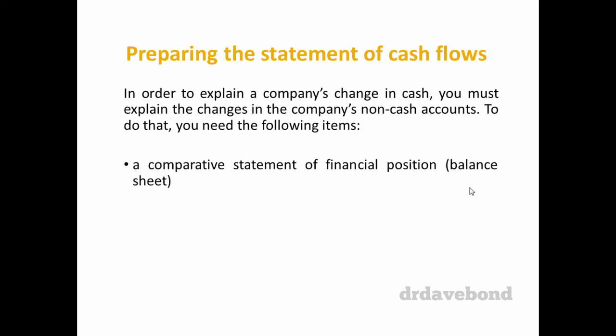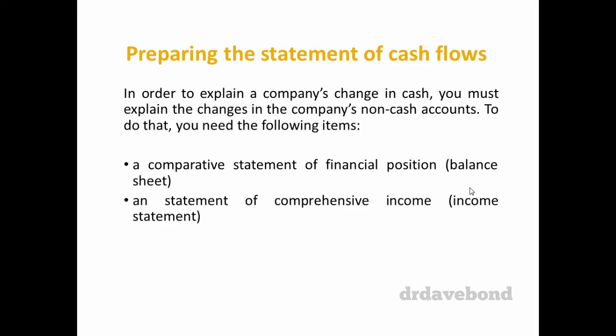So we need a comparative statement of financial position, which I've given you guys. You need a statement of comprehensive income, which I've given you guys. And you need additional information as necessary. For the one that we're going to go through, I haven't provided any of that. It's not necessary for what we're doing at this point, but you could get that information.